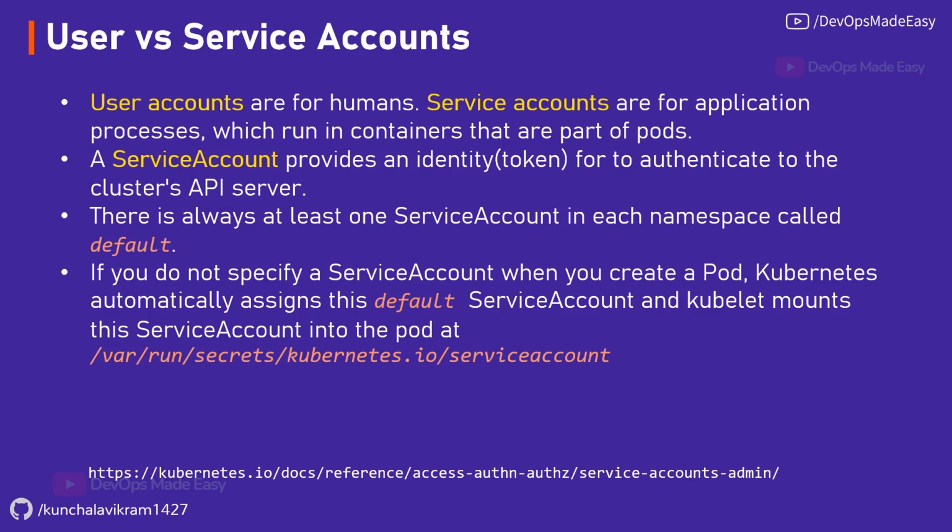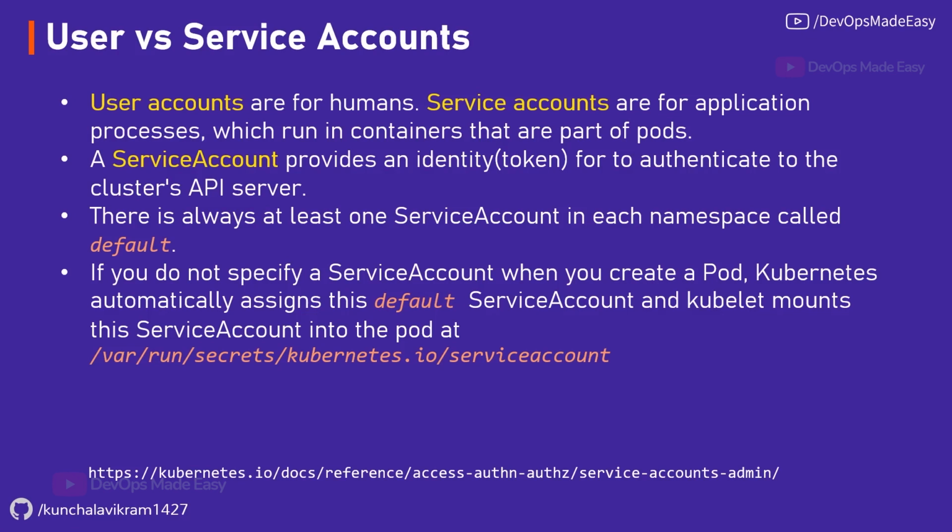And here, one important thing is that whenever a namespace is created, at least one service account is created along with that namespace. If you look at the service accounts in any namespace, there will be a service account called default. If you don't specify any service account when you try to create a pod, Kubernetes will actually use this default service account that is available in that namespace.